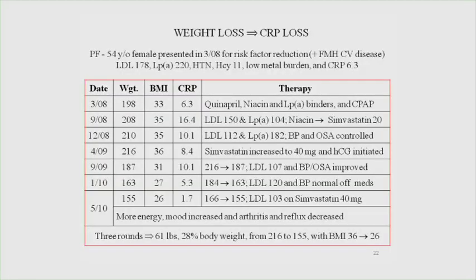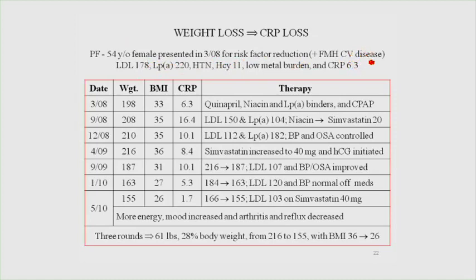That's good for your cardiovascular system and your entire physiology. PF came to see me in 2008. She did not have known cardiovascular disease. She had a really strong family history, so she wants risk factor reduction. She has a high LDL, a high LPA, hypertension, homocysteine was kind of high, didn't have a lot of heavy metals. She had a high CRP of 6.3.